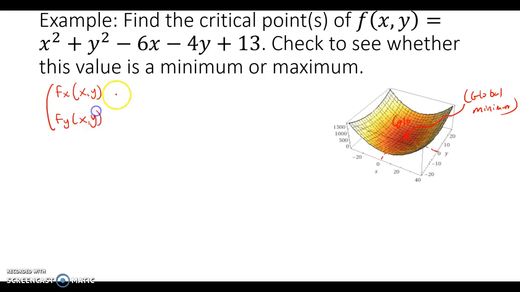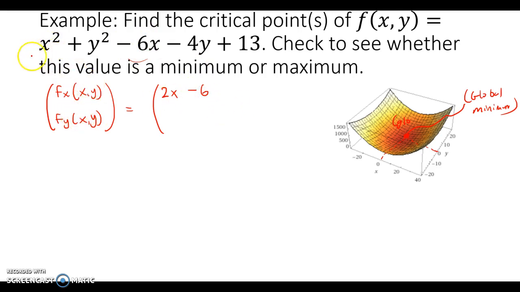And I'm going to write that as a vector. So the partial derivative with respect to x, well, let's see. We're holding y constant, so this term and this term and this term are all 0. And the derivative with respect to x is 2x minus the derivative of 6x, which is minus 6.